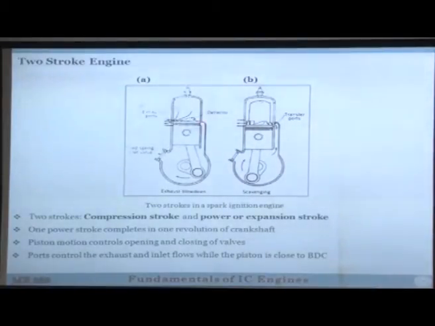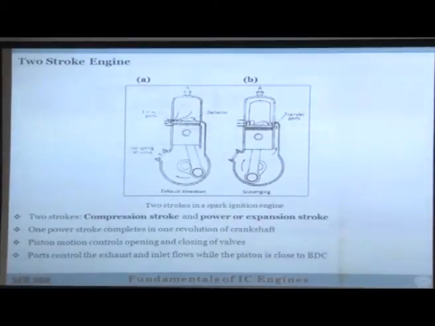Why will it go up? Because there is a deflector here. That is why the piston shape is peculiar. So it goes up, and when it goes up, it pushes the exhaust gases out. This is called scavenging. The process of pushing the burnt charge out with fresh charge is called scavenging.